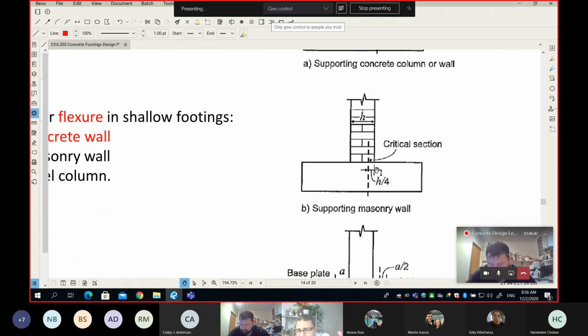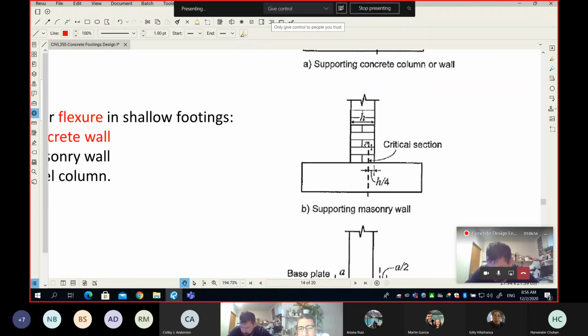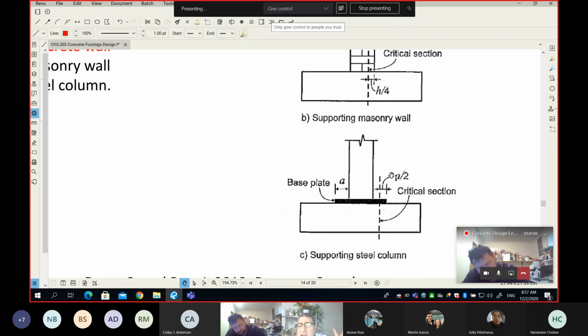Really, it depends on the connection between the wall and the footing. If the connection is concrete to concrete, and you have some dowels coming through, then the critical section will be at the face of the wall. Masonry, we cannot get this kind of good connection. So what we do is we go in 1/4 of the thickness of the wall. If you add a steel element, which is not really common, we add columns. If you add a column that has a base plate, in this case, the critical section will be 1/2 of the cantilever of the face of the base plate.